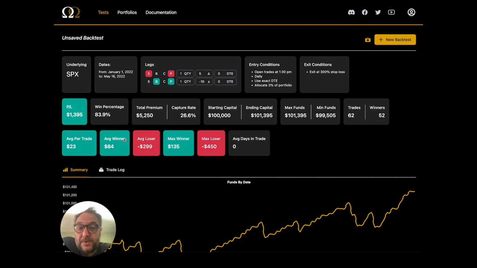Putting on at 1:30 this year, year to date, options involve risk, are not suitable for all investors. This is backward looking, not forward looking, but backward looking, you would have received about 1300 in P&L, win 83% of the time. You would have collected about 5,000 in premium, captured 26%. You would have put it on 62 times and won 52 times.